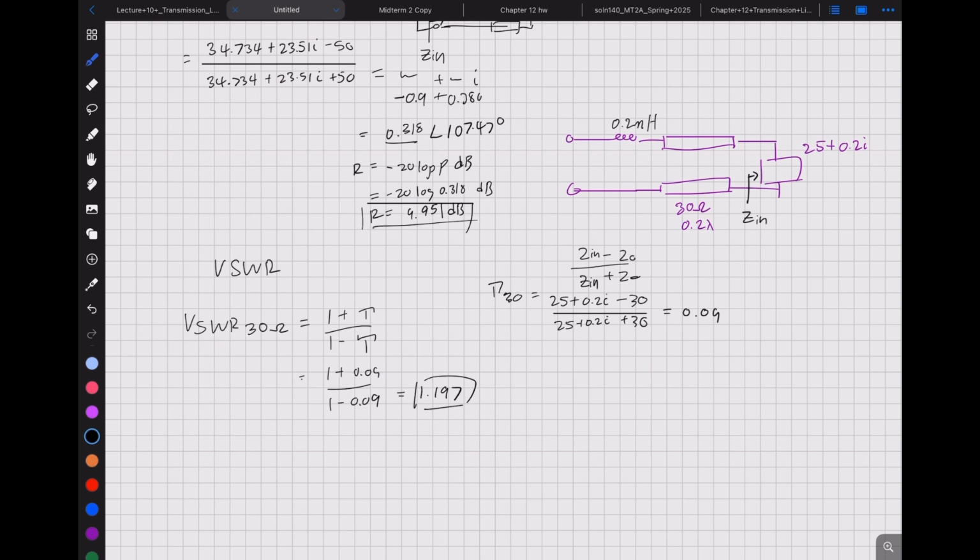Is this reasonable? Yes. So a VSWR should not be below 1. It has to equal 1 or be greater than 1.